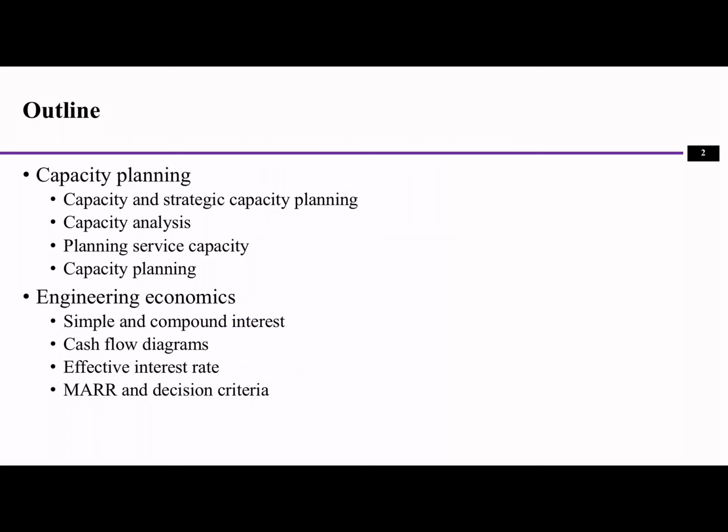Today we're going to start lecture 3, Capacity Planning and Engineering Economics. So the outline for today includes both parts, capacity planning and engineering economics. Capacity planning mainly deals with how you plan out the capacity or the best service level of a manufacturing system, while engineering economics mainly deals with cash flows and how to calculate the economics related to projects and equipment or major projects or interest rate.